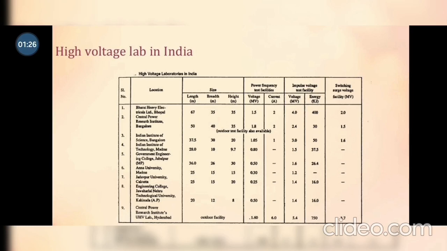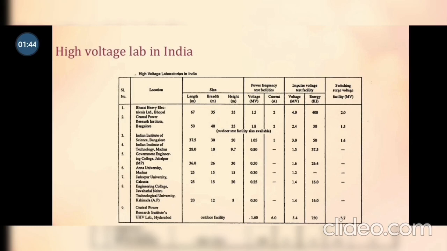Next is the Indian Institute of Science, Bangalore, which has 37.5 meter length, 30 meter breadth, 20 meter height, and power frequency test facilities of 1.05 megawatt and 1 ampere, impulse 3.0 megawatt and 15 kilojoule. The switching voltage facility is 1.6 megawatt.